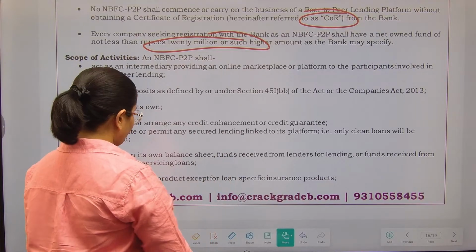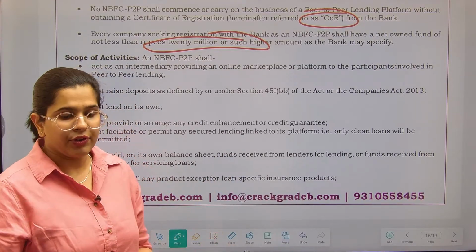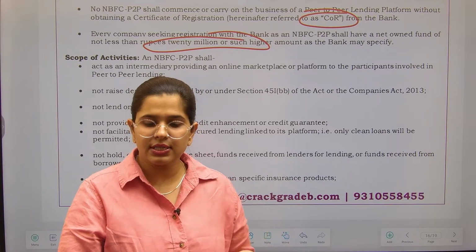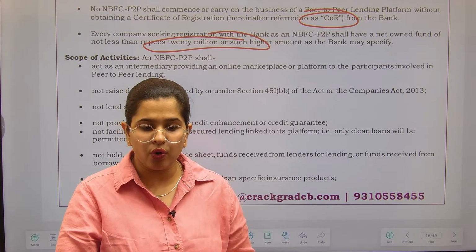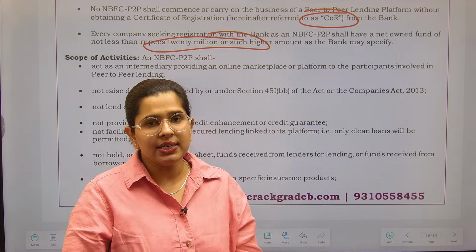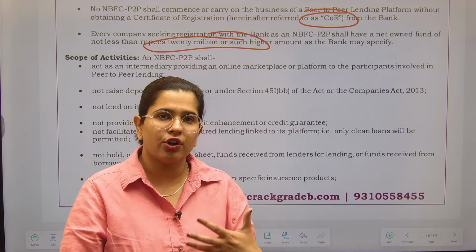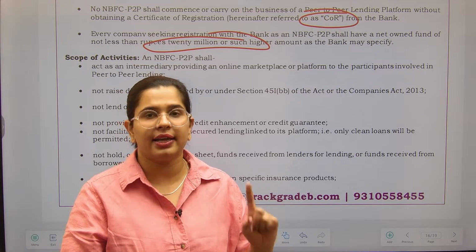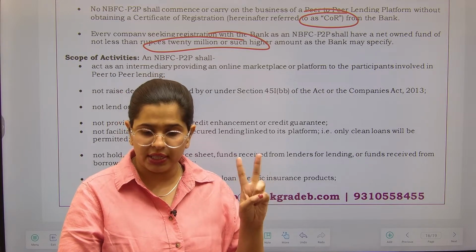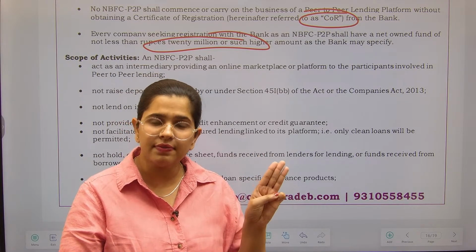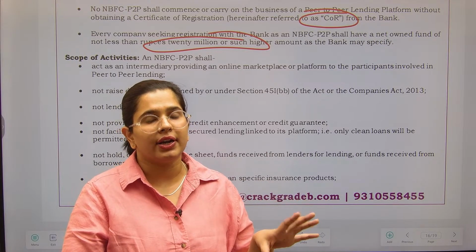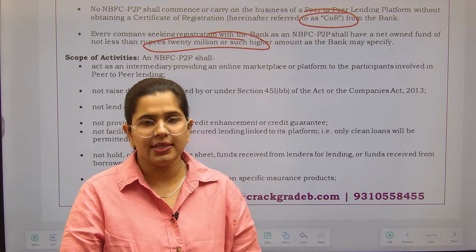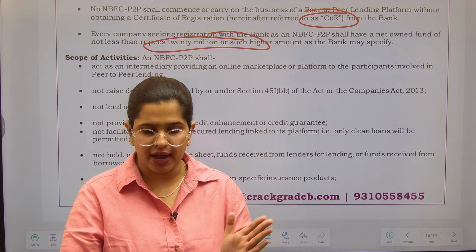When we say net owned funds, we talk about the equity, we talk about the preference capital, and we talk about the reserves. Out of this, investments that you have made in the subsidiaries or your group companies should be deducted. So when we talk about net owned funds, that covers preference capital, equity and your reserves, and then you have to deduct from it your investments in your group companies or subsidiaries. That is something you have to remove.